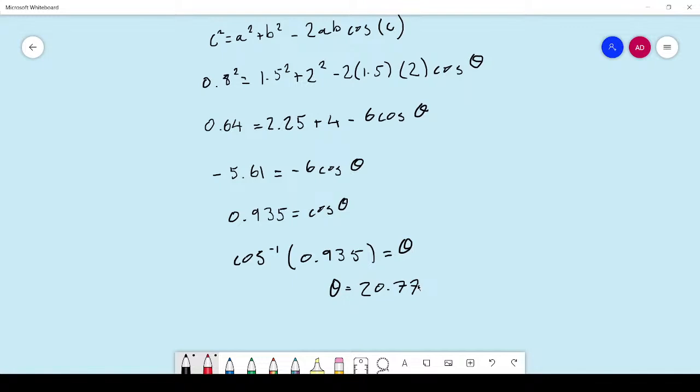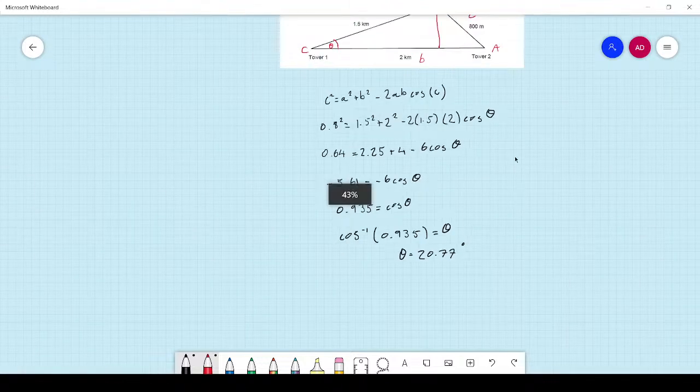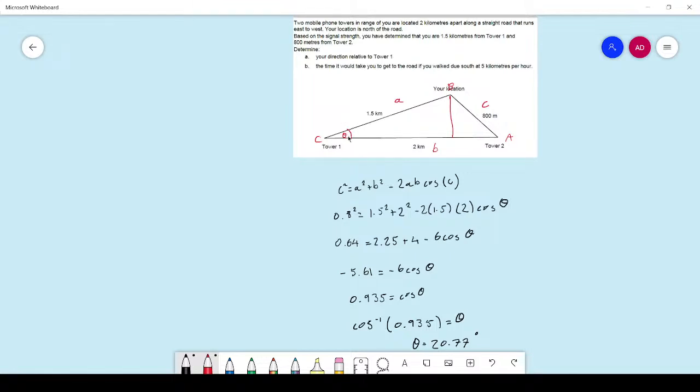I'm just going to double check that that's correct. Oh, that's weird. That's negative 0.935. 17.64. Yeah, so I got 20.77 degrees for that one. So this angle up here is 20.77 degrees.